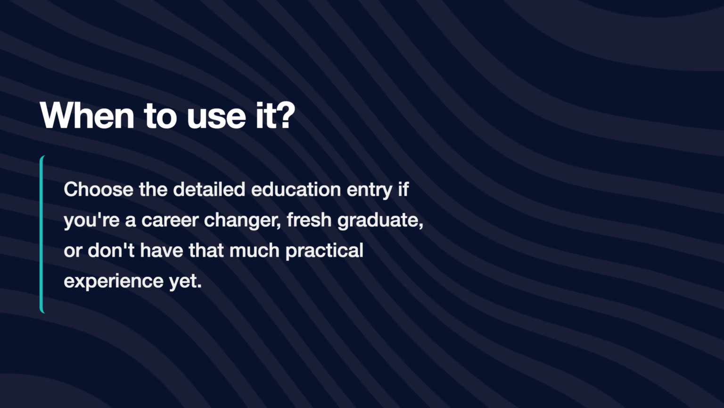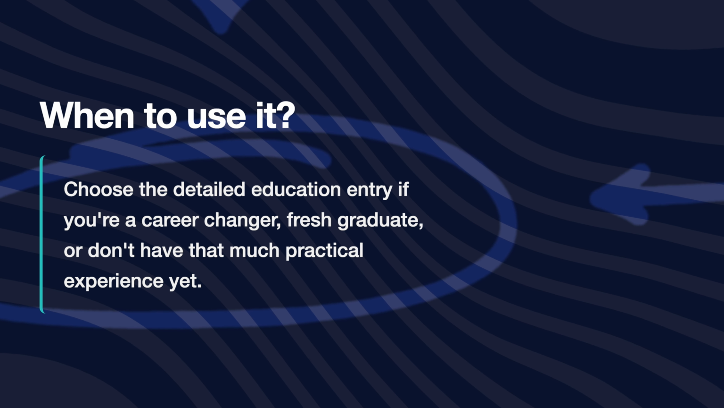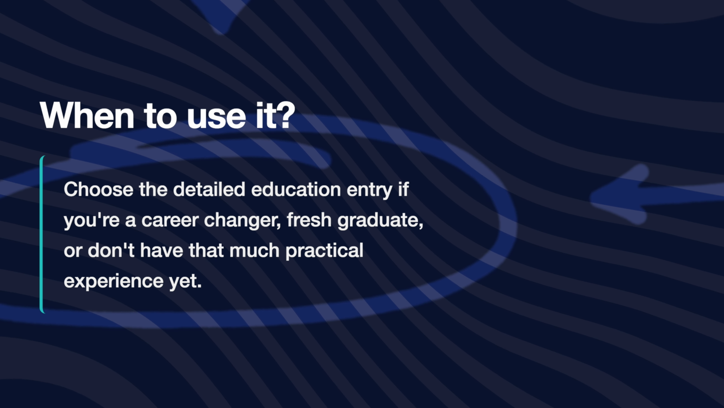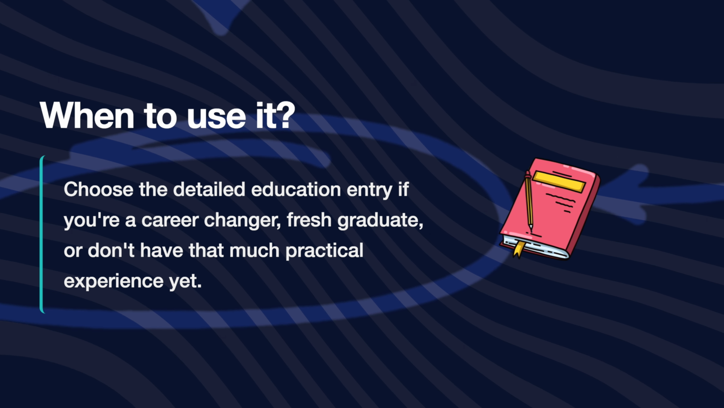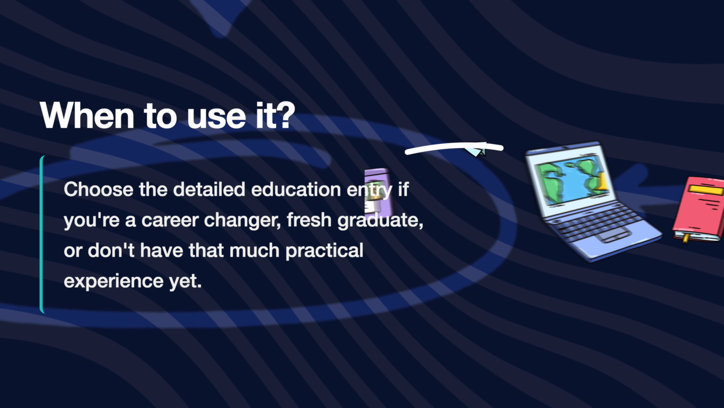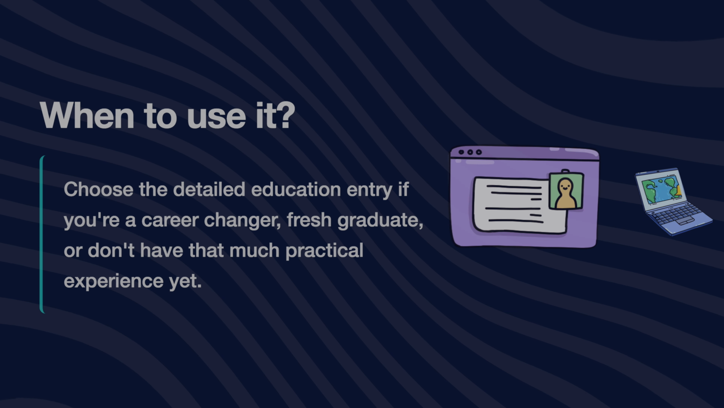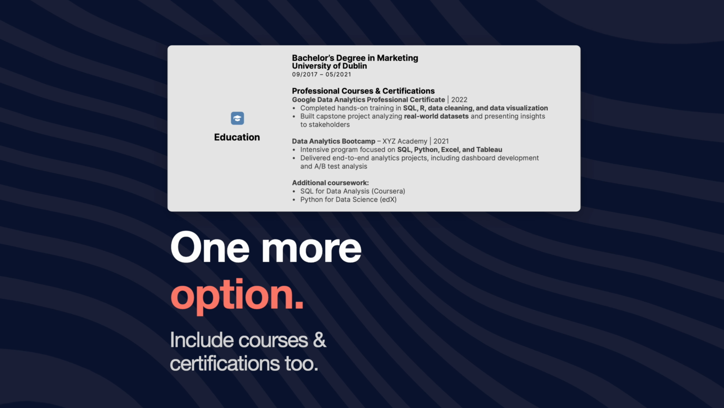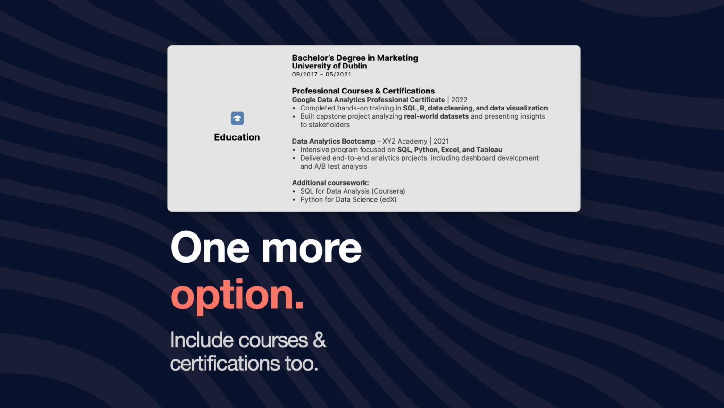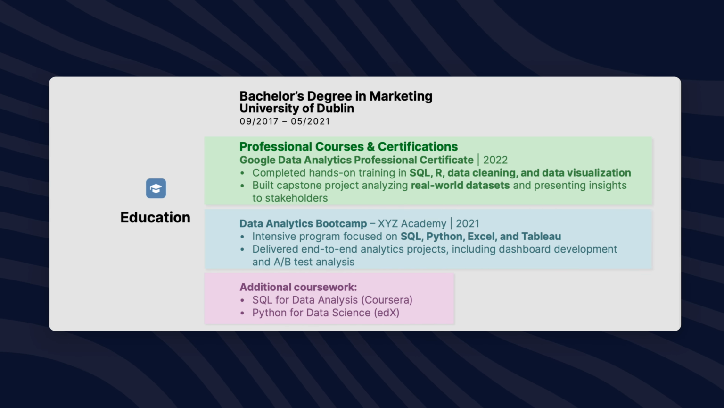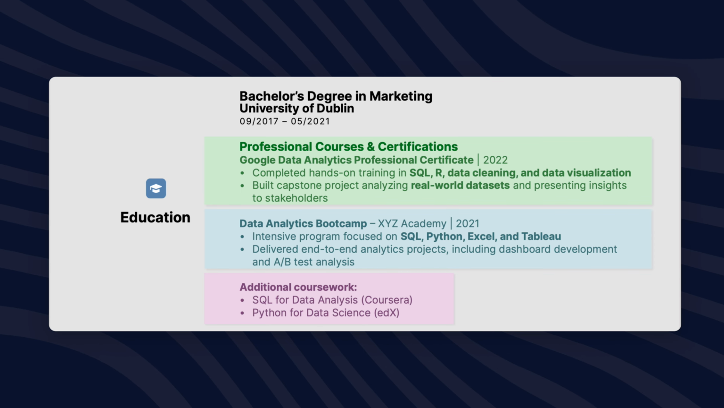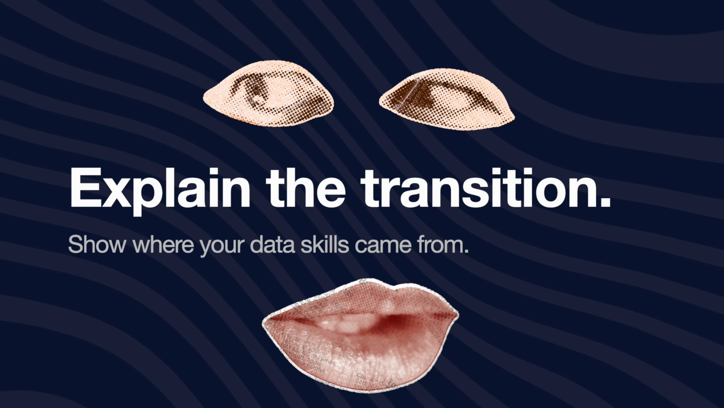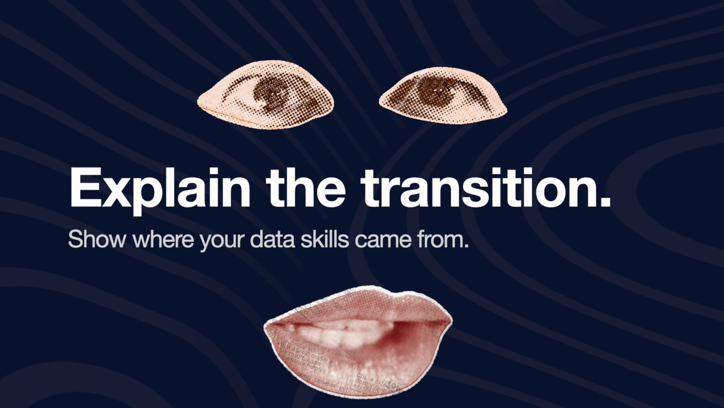It's better to go a bit harder on your education section if you're a fresh graduate or a career changer. If your professional experience isn't enough to back up your qualification, your education needs to do a bit more for your resume than just exist. And there's one more option here. If your formal education was in an unrelated field and you pivoted to data analysis later in your career, it's completely okay to include courses and certifications under your education section too. That can help explain the transition and show where your data skills came from.